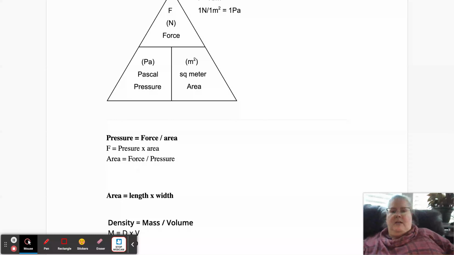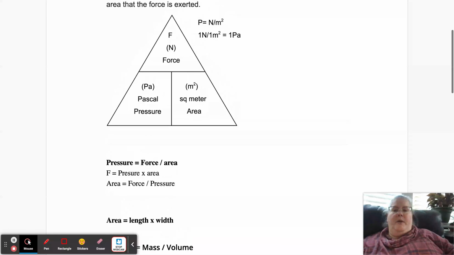If you've seen me in class before, you know that we use the triangle quite a bit. The triangle is you basically take the ones that are multiplied together and those go on the bottom, because when items are next to each other, you multiply them. If things are on top of each other, it's division mathematically. So if I were to say find pressure, I would cover up the pressure on the bottom left and it would be force divided by area. If I wanted to find area, it is force divided by pressure. And if I wanted to find force, it is pressure times area.